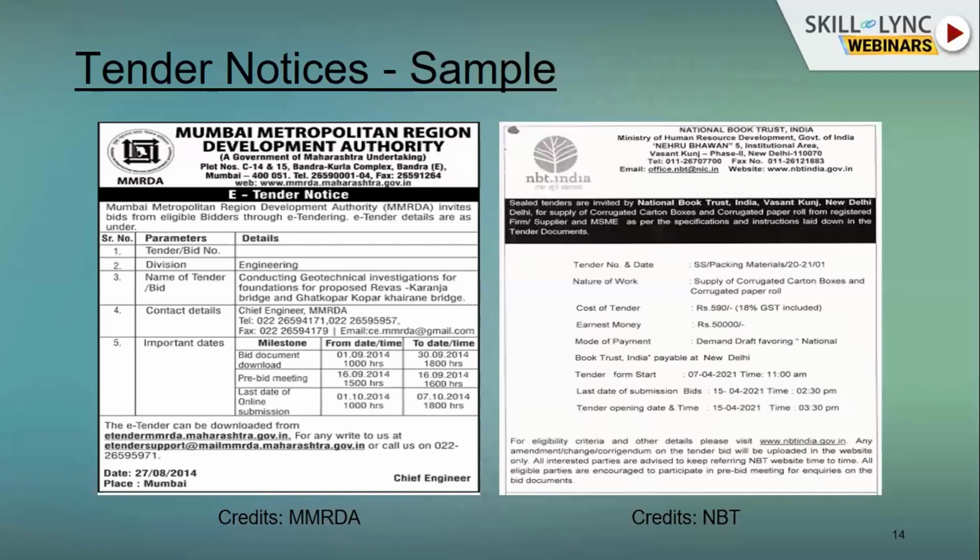Since all the same details are not available here, such as the cost of the tender and earnest money, they have just mentioned the scope of the work and important dates, like the last date. So we have to go through the MMRDA site and see what the other terms are: earnest money, specification, mode of payments, and so on. So this is just an overview of the first thing where a project starts.